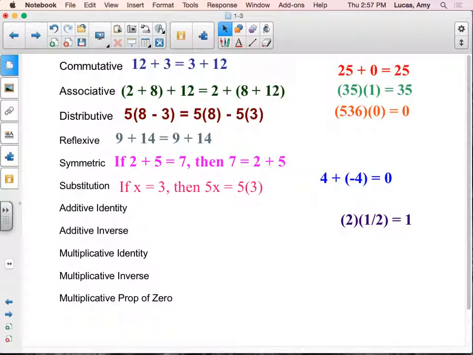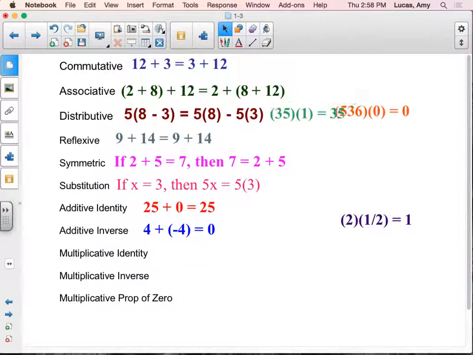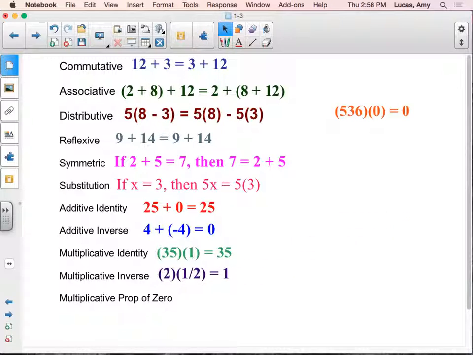Substitution is when you plug it in. So if x equals 3, you can replace x with 3. The additive identity is 0. If you add 0 to something, it keeps the same identity. The additive inverse is the opposite. So if you add the inverse to a number, you would get 0. The multiplicative identity is 1. That's the number that you can multiply and keep the identity. Multiplicative inverse is multiplying a number by its reciprocal, and the multiplicative property of 0. Anything times 0 equals 0.